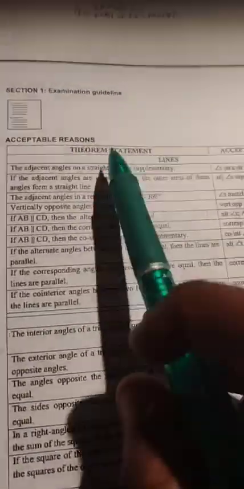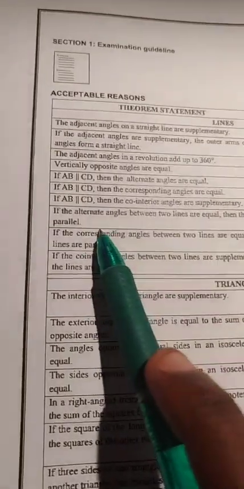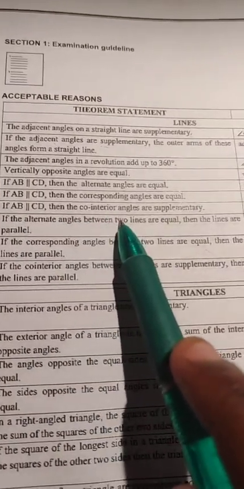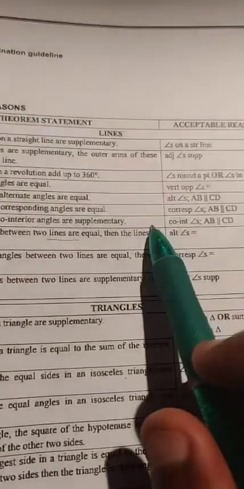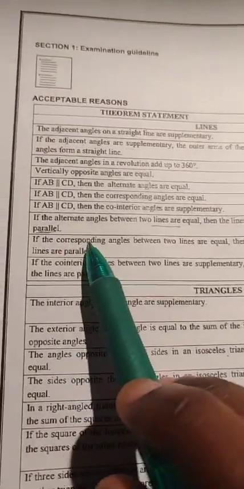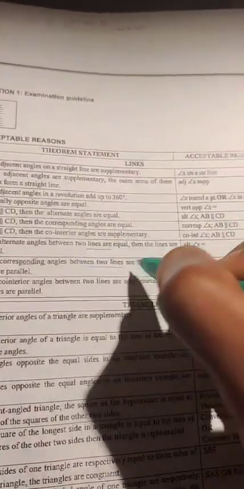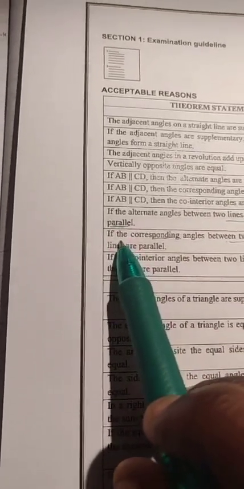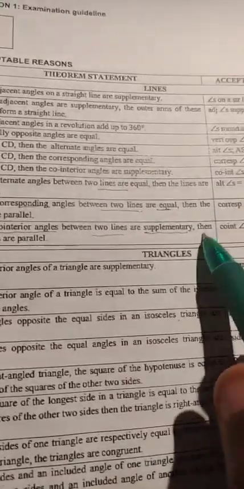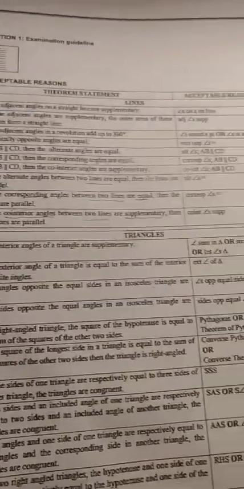I'm going to go to the acceptable reason document and read for you what it says. 3. If the alternate angles between two lines are equal, then the lines are parallel. 2. If the corresponding angles between two lines are equal, then the lines are parallel. 3. If the co-interior angles between two lines are supplementary, then the lines are parallel. So you have these three that you use when you are trying to prove that lines are parallel.